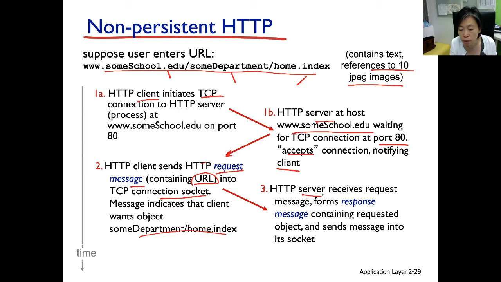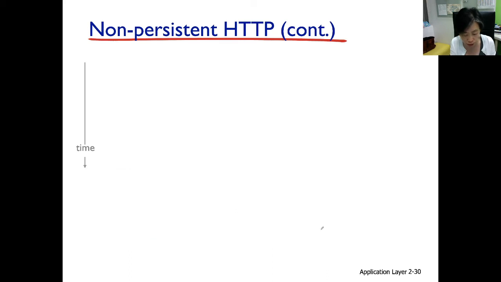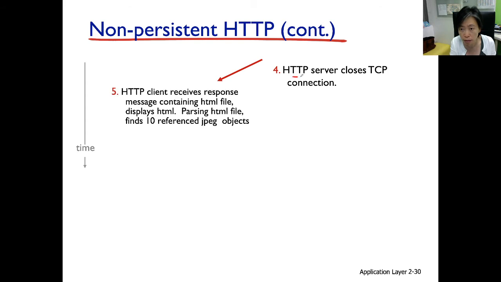The server will receive the message and see the URL, find the path, find the file name, and therefore extract the content and generate the response message. And that response message is shoved again through the socket back to the client. Now, immediately after the response is sent, the server closes the TCP connection. The HTTP client here receives the response, parses the HTML file and displays it. And in that process, it discovers that there are 10 more referenced objects to download.